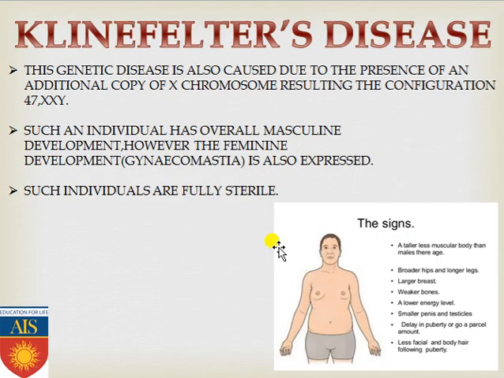Coming to Klinefelter disease, Klinefelter syndrome is a genetic disease which is caused due to the presence of an additional copy of the X chromosome, resulting in the configuration of 44 plus XXY, 47 chromosomes. These individuals are exclusively male, but one extra X chromosome is added to their genotype. So they are suffering from Klinefelter's disease.